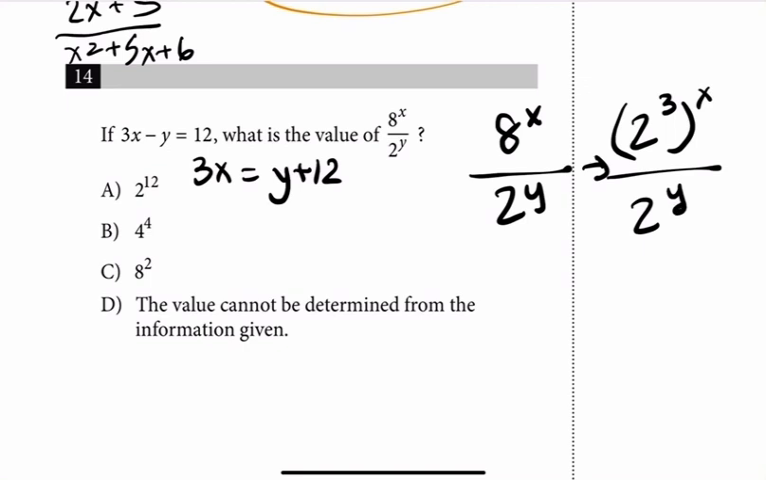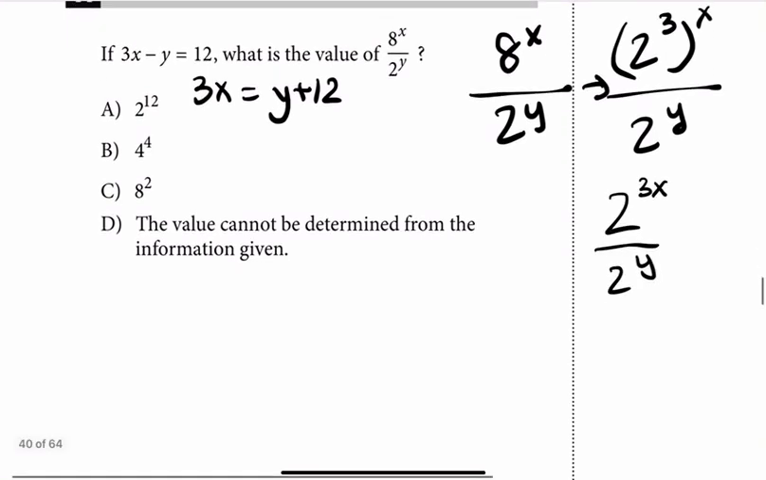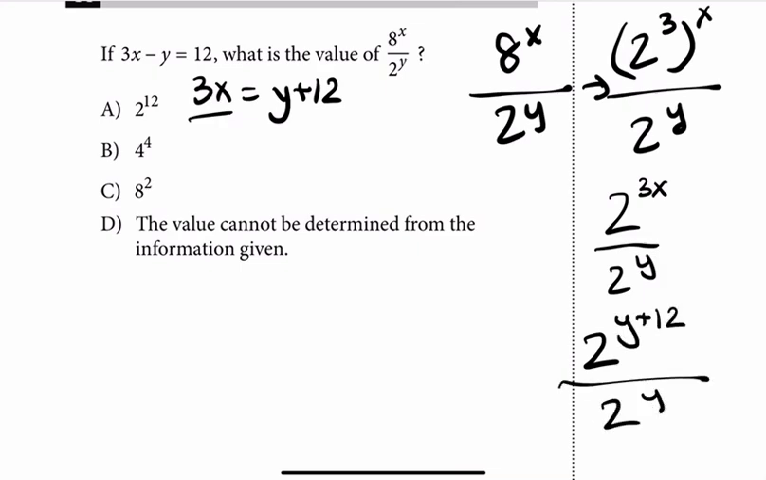So 2 to the power of 3, to the power of x, when you multiply that out with properties of exponents, you're going to do 3 times x. And so that'll give you 2 to the power of 3x over 2 to the power of y. And so now you're like, okay, well, I know what 3x is here. So I'm going to plug whatever 3x is into 3x. So 2 to the power of y plus 12 over 2 to the power of y.